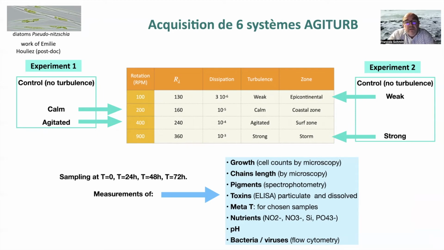What we have done also is to make sampling in the systems at t equals 0, so in the beginning, then after 1 day, after 2 days, after 3 days. Different quantities have been measured: the growth, the chain length, pigment, toxin, metatranscriptomics, nutrient, pH, bacteria, virus.